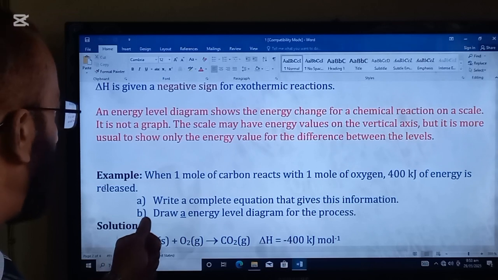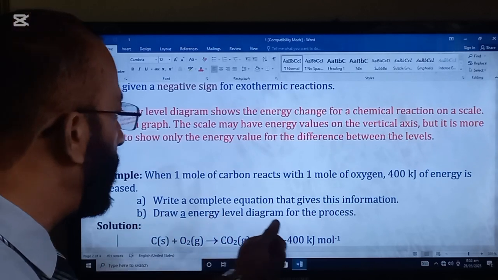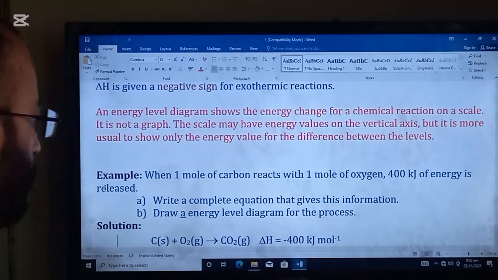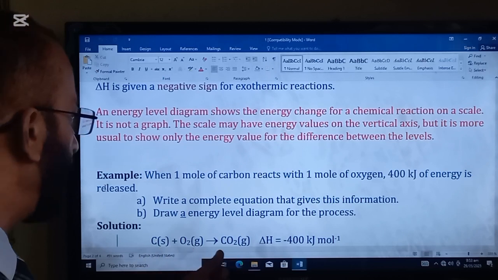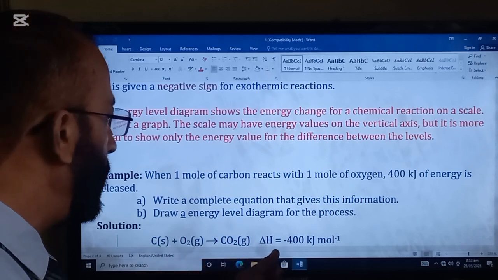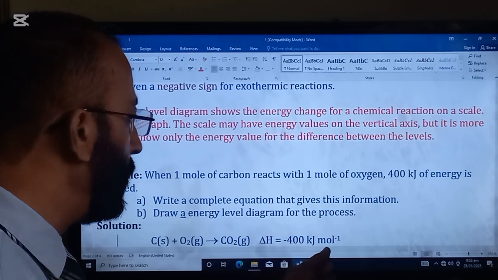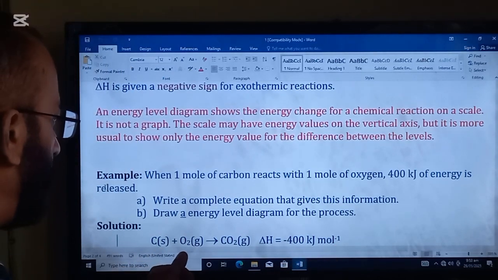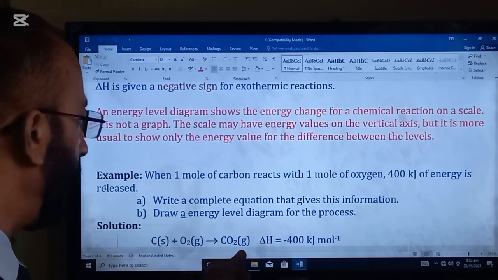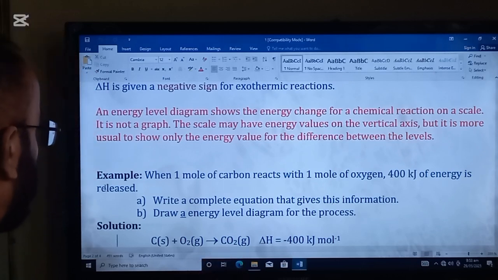Part A requirement is to write a complete equation that gives this information. So the equation is here, C plus O2 forms CO2. Delta H is minus 400 kilojoule per mole. Carbon is in solid form, oxygen is in gaseous form, carbon dioxide is in gaseous form.